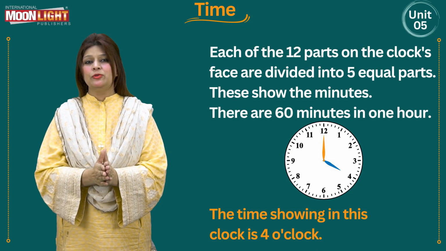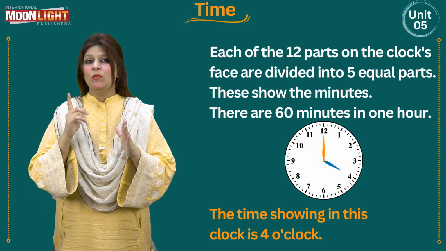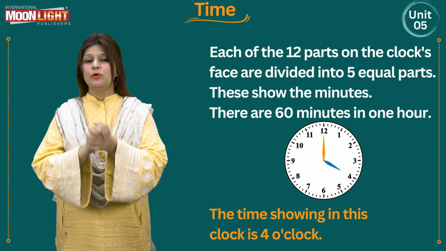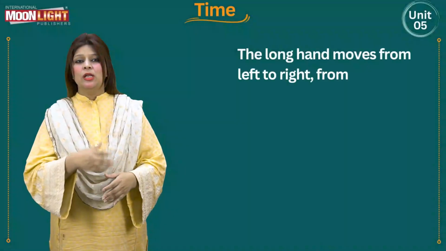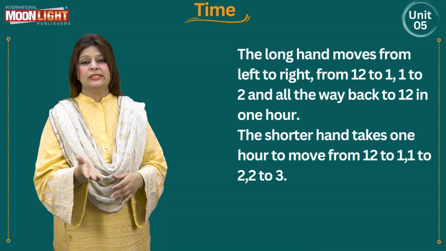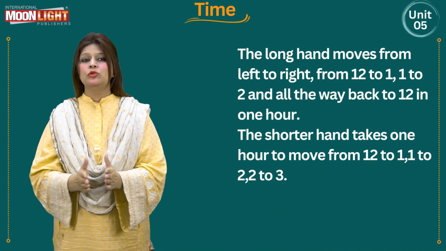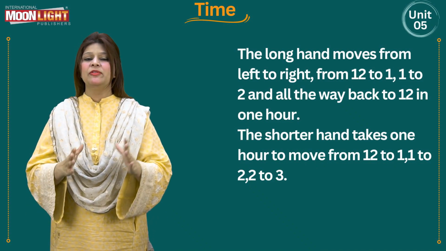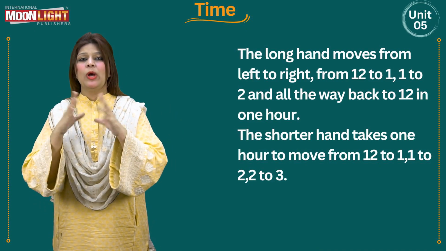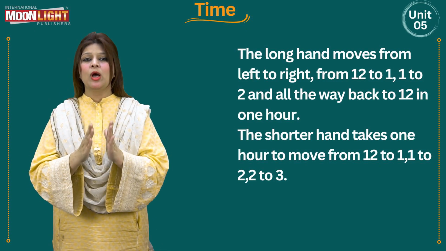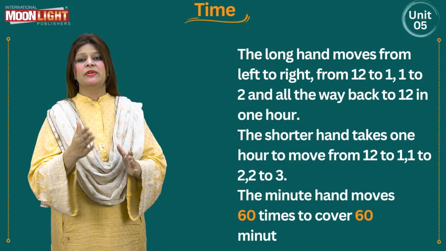Whenever the long hand takes one complete round, 1 hour has passed, and we will show the time, which will be 5 o'clock, right after 1 hour. The long hand moves from left to right. Remember this: left to right, from 12 to 1, 1 to 2 and all the way back to 12 in 1 hour. The shorter hand takes 1 hour to move from 12 to 1, 1 to 2 and 2 to 3. The minute hand moves 60 times to cover 60 minutes.